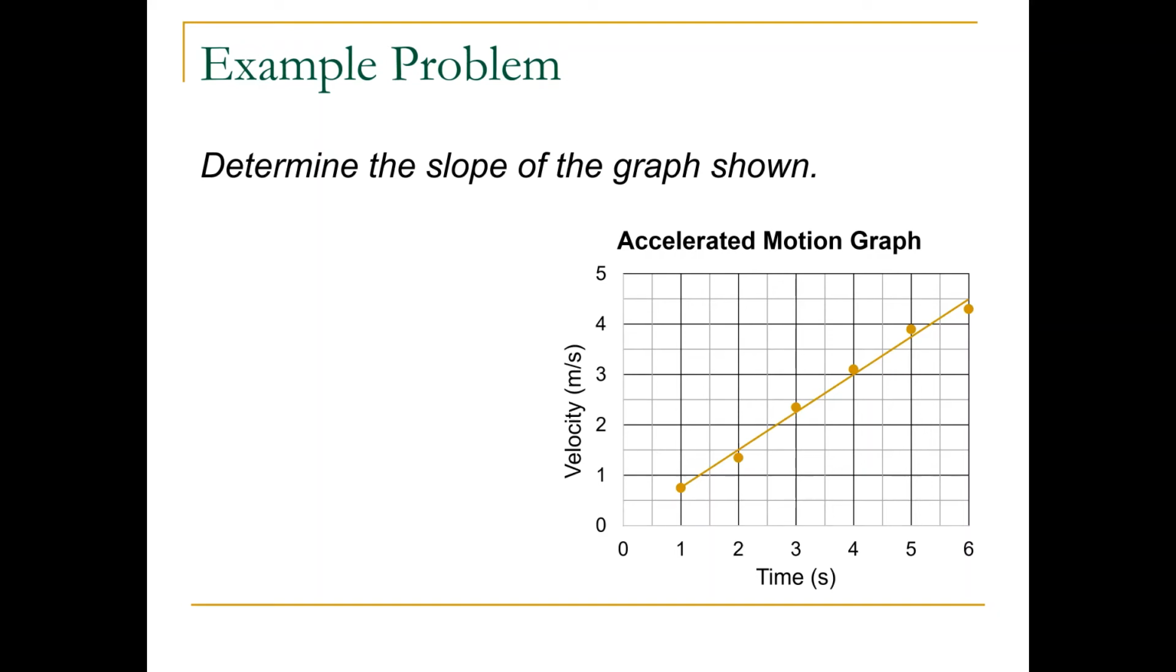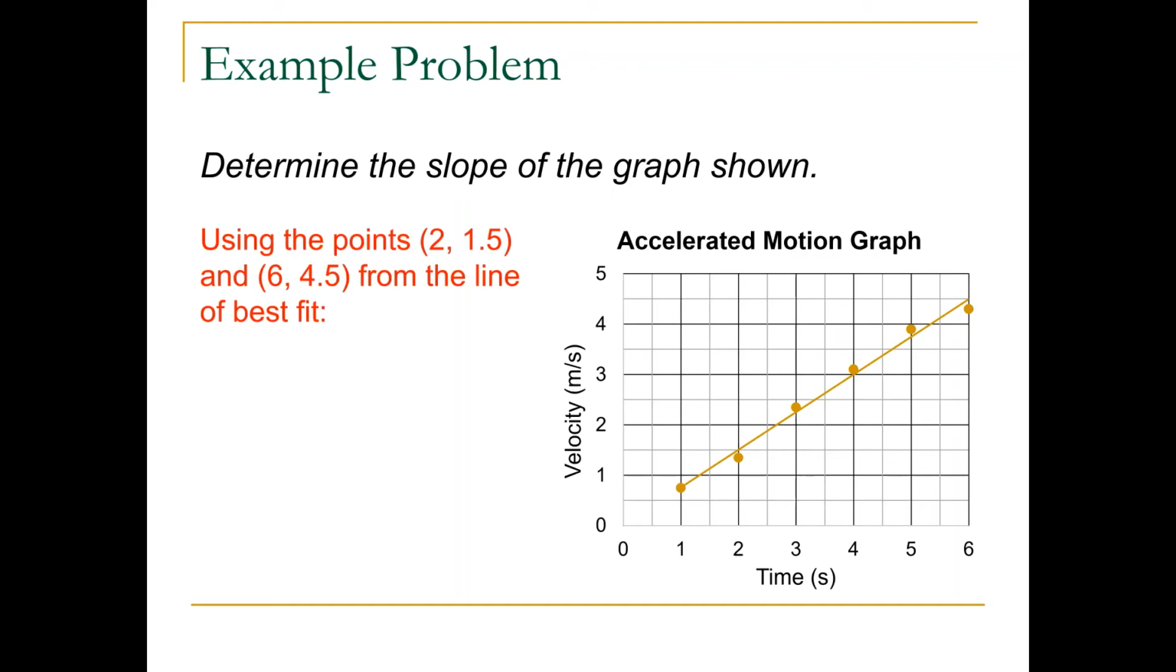All right, so first, when I'm solving this, to make sure I get full credit, I would write using the points, and then I'm listing 2 points. So I'm using 2 and 1.5, and then 6 and 4.5. So those are 2 points on my line that appear to go through, across on the grid. So I have nice, not whole numbers, but close. So the slope is the change in y over the change in x, or the change in this case, velocity over the change in time.